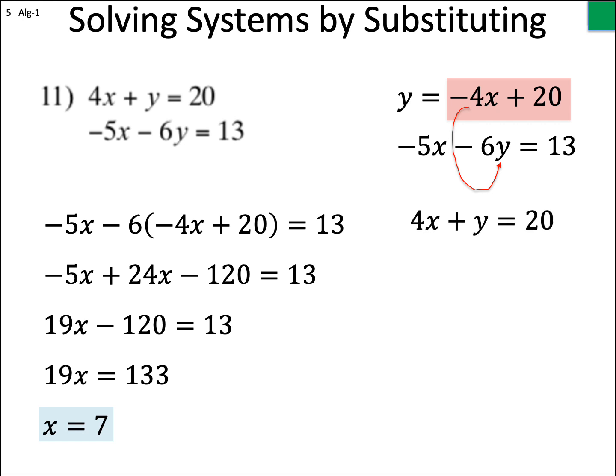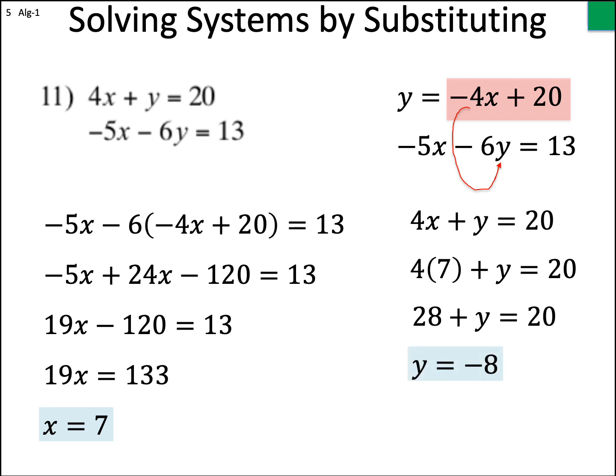Okay. Substitute 7 in for x. 4 times 7 is 28. Subtract 28 from both sides. And remember, the answer is the point where both lines intersect. In other words, the point 7 comma negative 8. There we go for substitution.